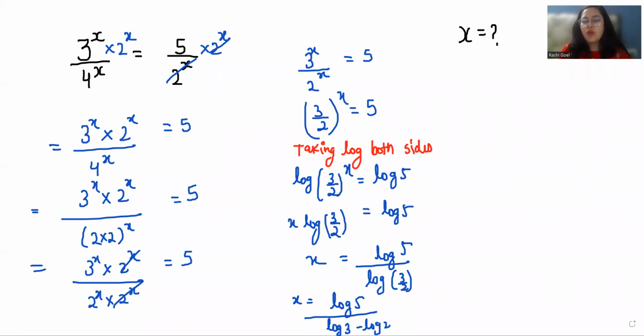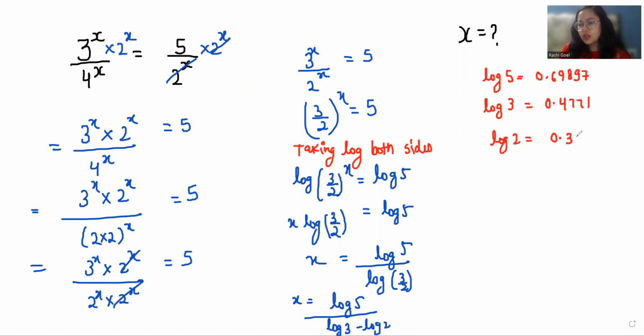The value of log 5 is 0.69897 while the value of log 3 is 0.4771 and the value of log 2 is 0.3010. So let's put all the values here. So x is equal to 0.69897 by 0.4771 minus 0.3010.